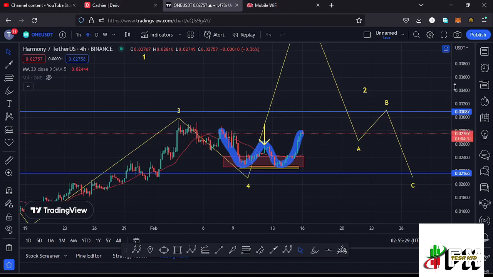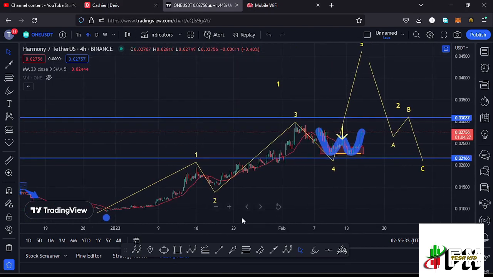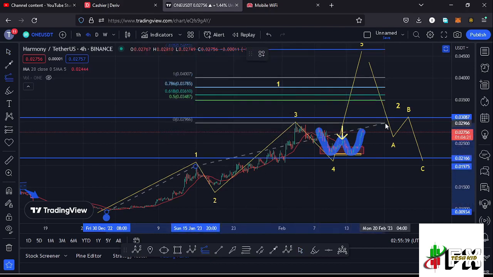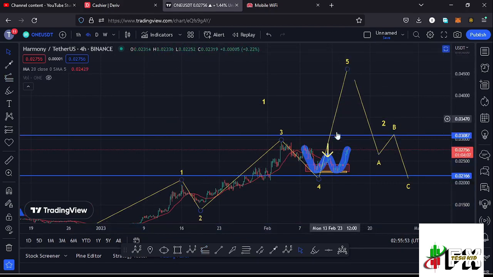And sketching out my minimum target area to the upside in the formation of that wave 5 using a trend-based Fibonacci, connecting it from the low of the first wave to the high of that wave 1, then dragging the fibs to the high of that wave 3, that gives me a minimum target area to the upside in the formation of that wave 5 at the fib level 1.618, and that is at around the $0.04642 mark. And that is the minimum that I'm expecting that wave 5 to the upside to do.